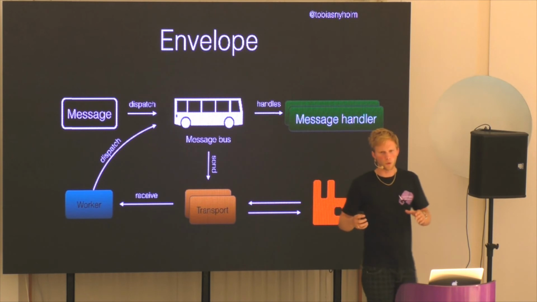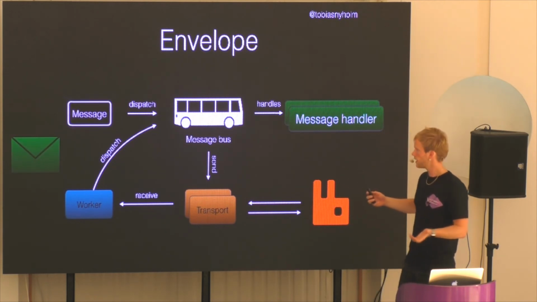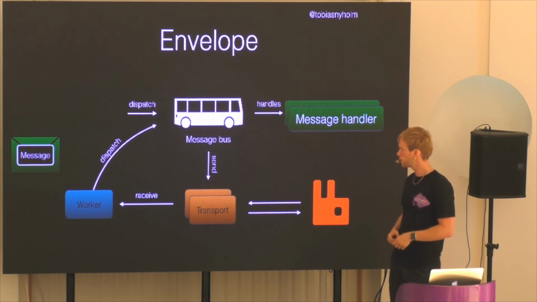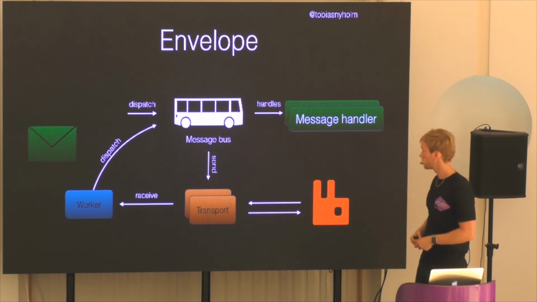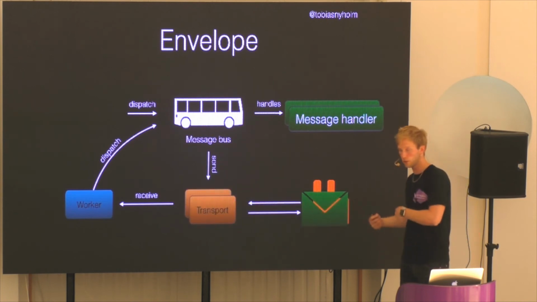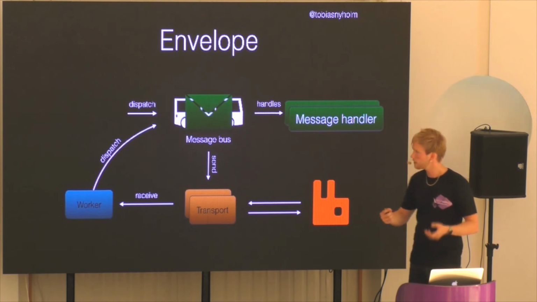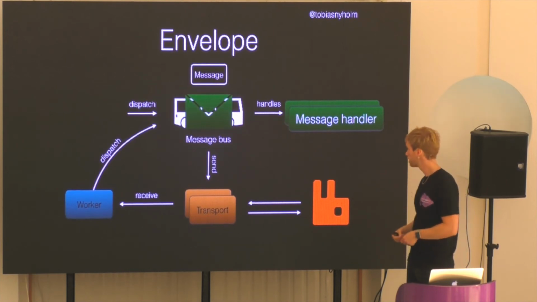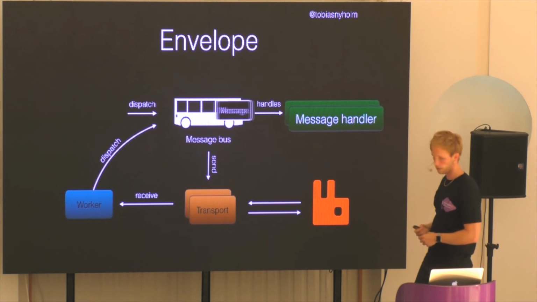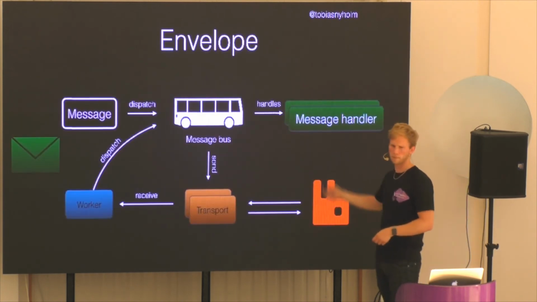So what really happens is that you have an envelope, and the message is put in the envelope and then dispatched on the bus. And then the transport can put it on the queue. At some point later, it goes back from the queue to the worker. And when it comes to the bus again, we unpack it. And then we send the message to the handler. Oh, sorry. I'm going to show you again because I messed up my slides.